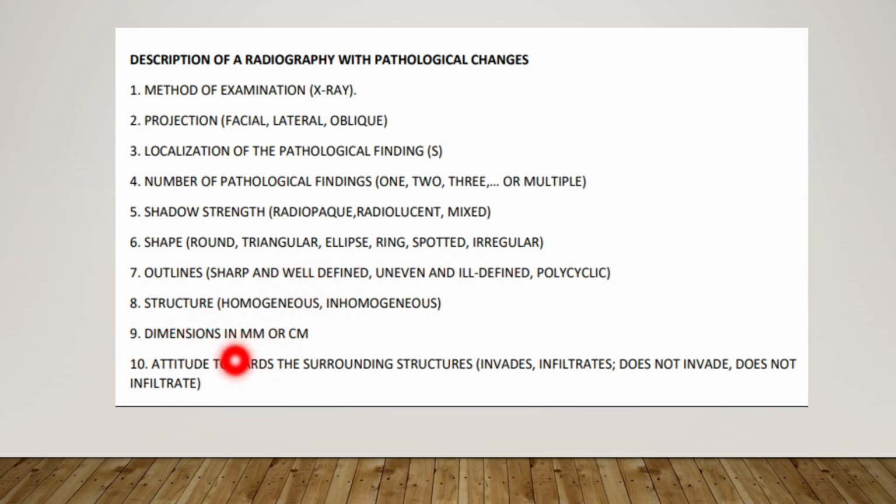Dimensions, millimeters or centimeters. And attitude towards the surrounding structures, so if it infiltrates or not. You'll find this in the secondary stage of TB if there's any spreading of the TB.